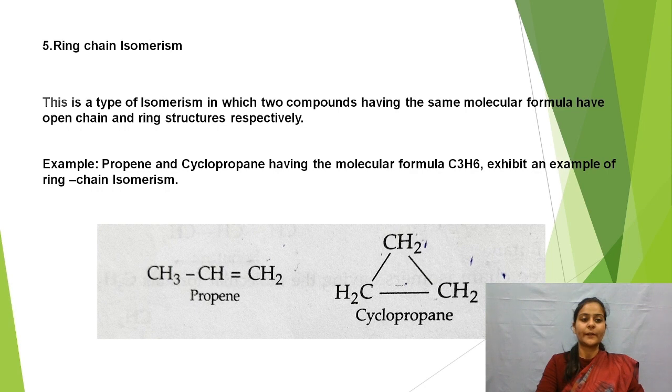As you can see here, I have given the example of propene and cyclopropane, both of them having the same molecular formula of C3H6, but they have a difference in their structures. One is arranged in a chain manner and the other one is arranged in ring form.